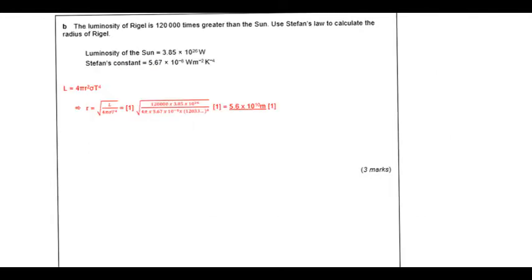Once we've figured out the temperature, if we measured the luminosity, or the power that it's dissipating as light energy, we can in effect figure out its radius or size. So we use Stefan's law, which you can see stated here. We want to find the radius, so we need to rearrange to make the radius the subject. We need to multiply the luminosity of the sun by 120,000 to find the luminosity of Rigel, and then we can just plug in the temperature that we found before, which allows us to figure out the size. So 5.6 times 10 to the 10 meters there.